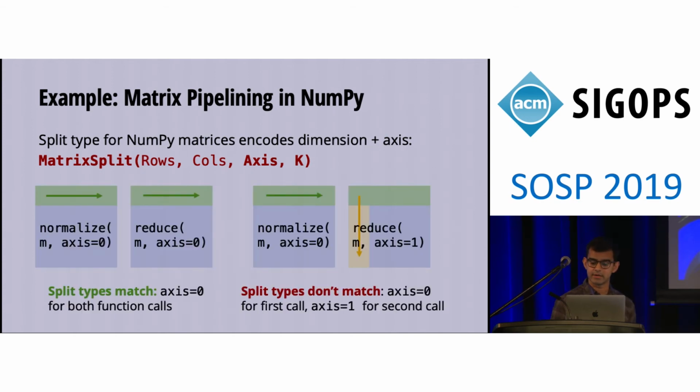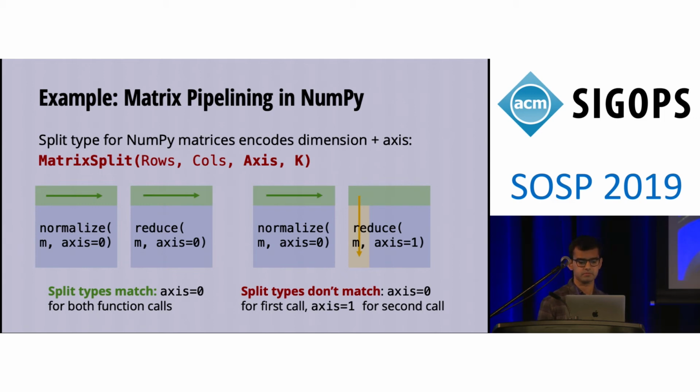This then lets us distinguish between the two cases that I mentioned earlier. In the left example, the split types match because the two functions assign the same split type to the matrix. This lets rows of the matrix be pipelined between the two functions. And in the right example, the split types don't match because of the axis. If the first function is already operating over split data, we need to merge those split pieces before calling the next function.